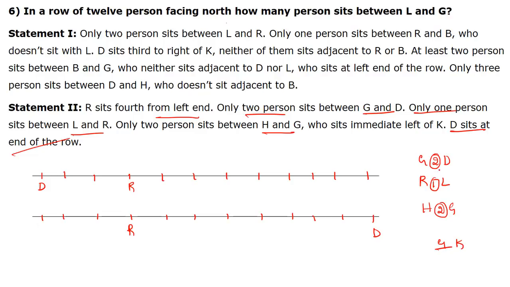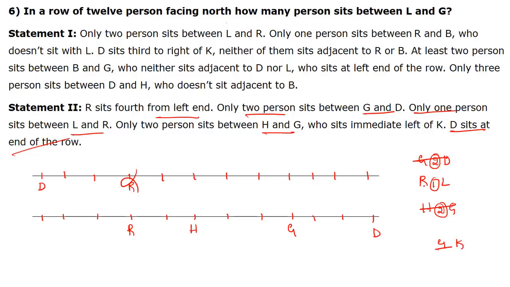Between D and G there is a gap of 2 persons, right? So D is here, 1, 2, G cannot be placed here because R is already there. So this gets eliminated. D is here, 1, 2, G has to be here. This is done. Now between H and G there is a gap of 2 persons. G is here, 1, 2, H cannot be placed here. We have to go to the left of G. So G is here, 1, 2, H has to be placed here. So this is also done.